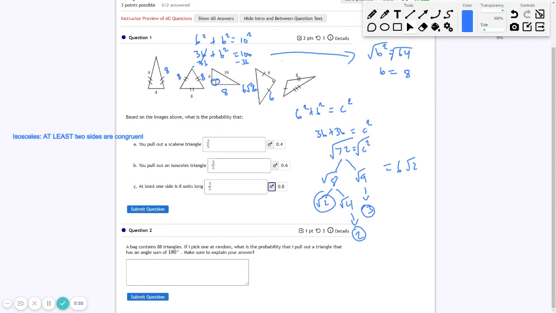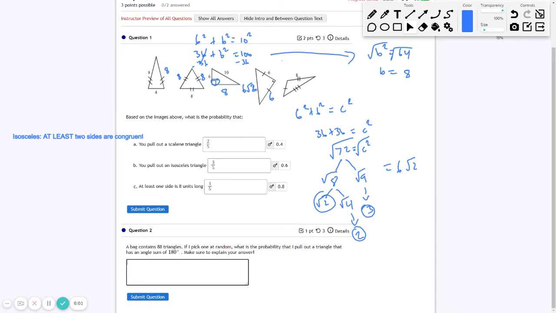All right, the last question. Most people got this right. I know some people got tripped up here because I know it's a probability question. So a bag contains 88 triangles. If I pick one at random, what is the probability that I pull out a triangle that has an angle sum of 180 degrees? Well, a lot of people actually said it would be 100%. Why? Because according to the triangle angle sum theorem, all the triangles have an angle sum of 180 degrees.